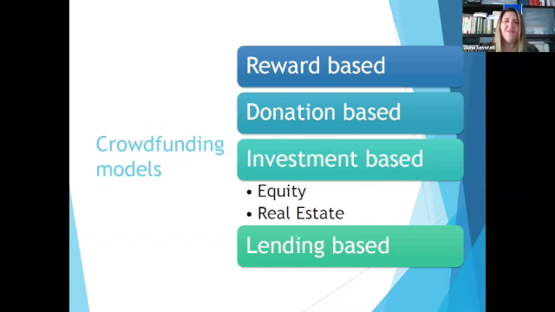So we have four main types of crowdfunding: reward-based, donation-based, investment-based, and lending-based. In the investment-based model, we can find equity crowdfunding and real estate crowdfunding. We can also group them in two groups: crowd donation, including donation and reward, and crowd investing, including investment and lending. We will focus today on donation and reward-based.